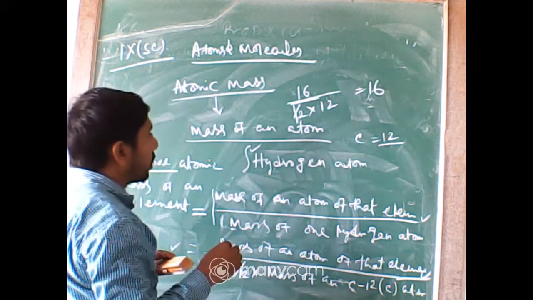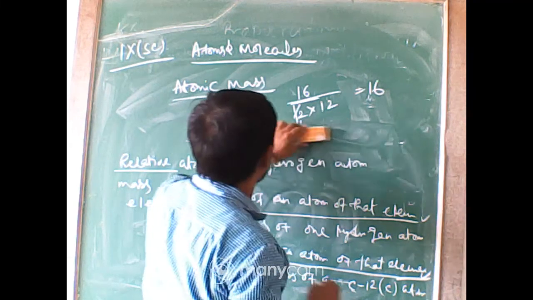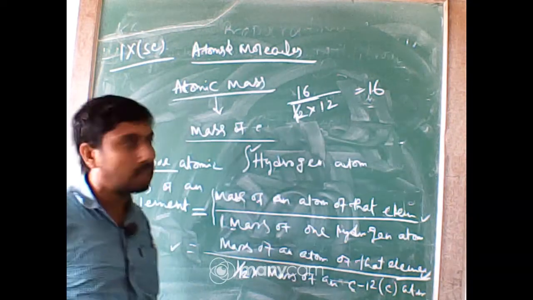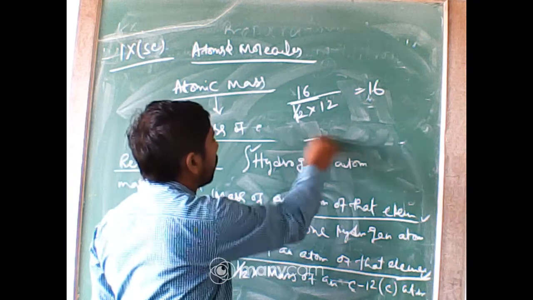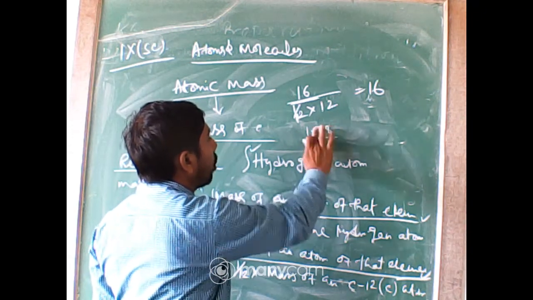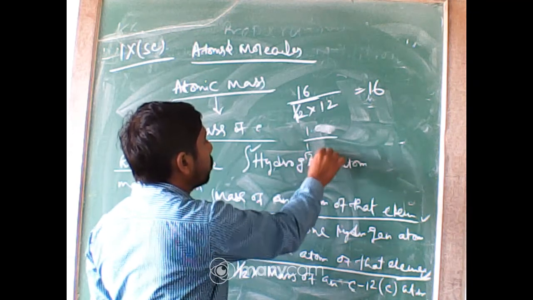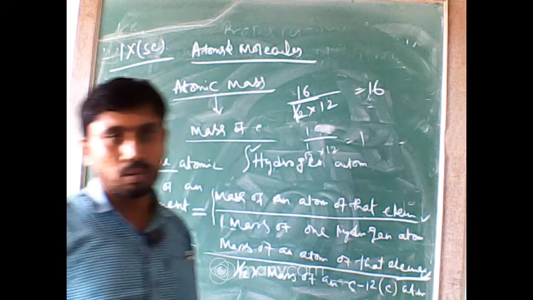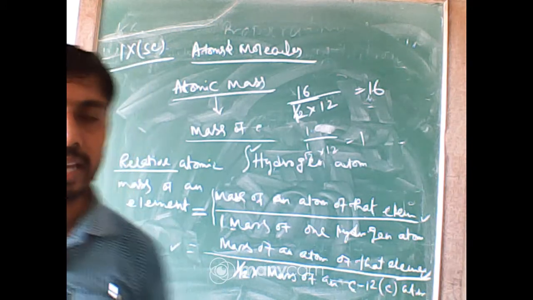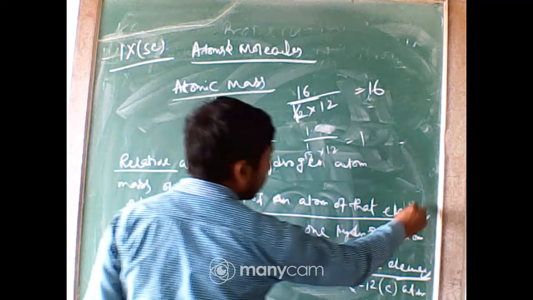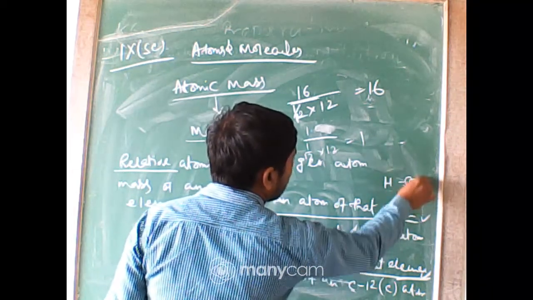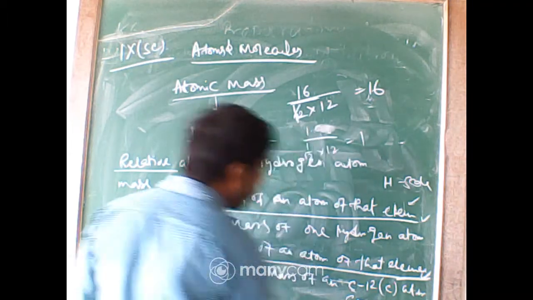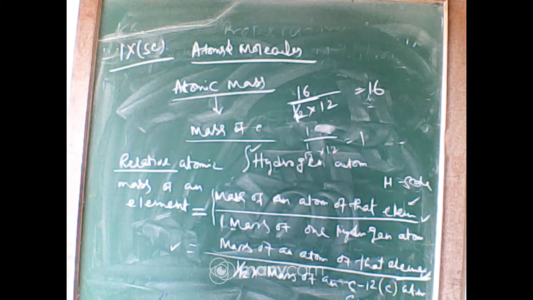For any other atom, if we compare it with hydrogen, then because of 1/12 of 1.008, or approximately 1/12 into 12, that is 1. So, in this way the atomic mass is calculated by different scales. This is called the hydrogen scale, this is called the carbon scale. Okay. So, this is about the atomic mass.